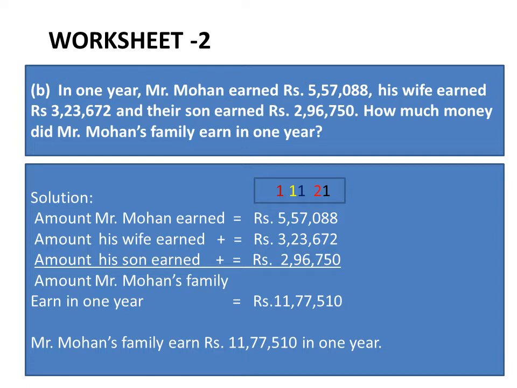Then add the digit of tens place. 1 plus 8 plus 7 plus 5 is equal to 21. So 1 we will write in tens place and carry 2 to the hundreds place.